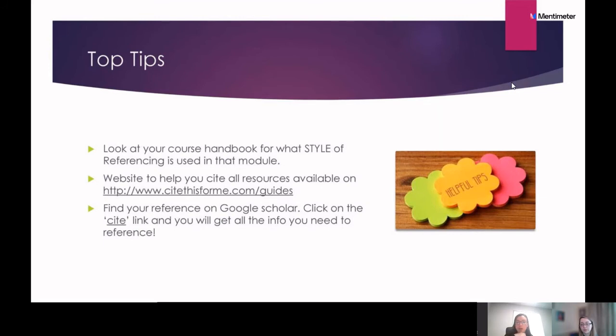Yeah, and there's different styles. So those two websites there. With Cite This For Me, you can choose what referencing style. So you need to know before you do the reference list what style you're doing. So make sure you check your handbook and then you can choose what style you want. Cite This For Me has a various amount, and so does Google Scholar. You just copy and paste.